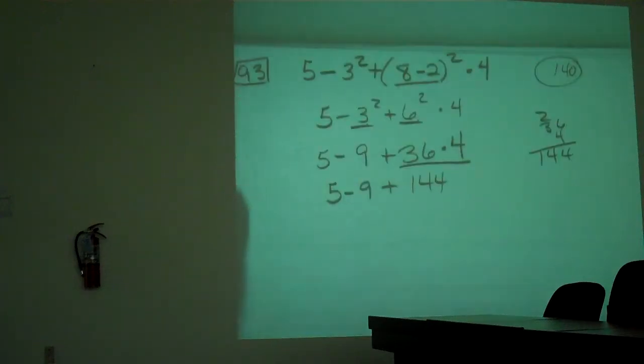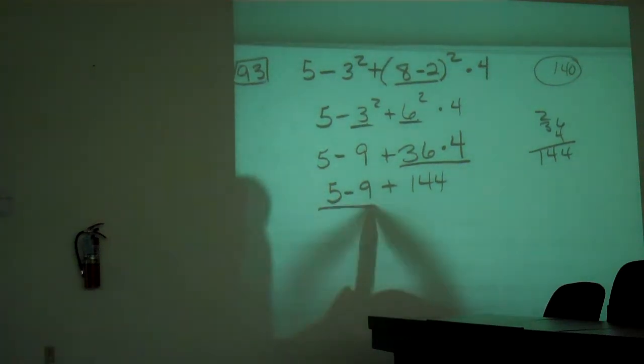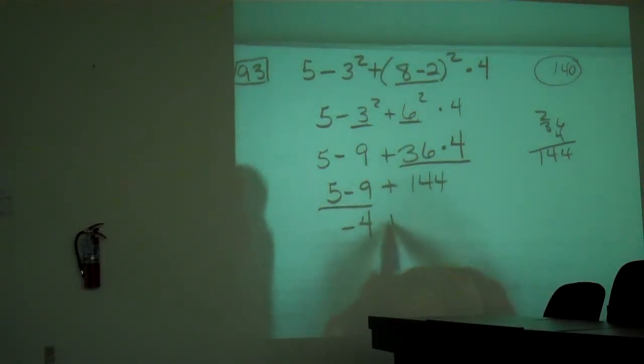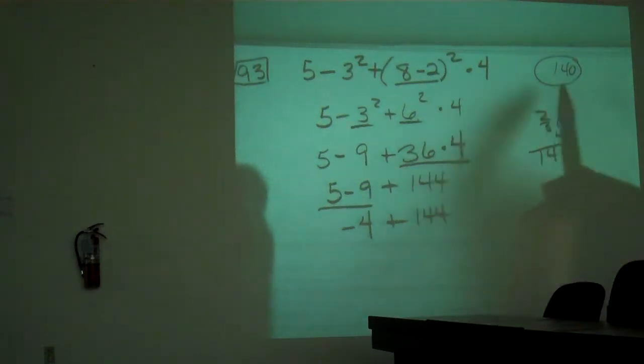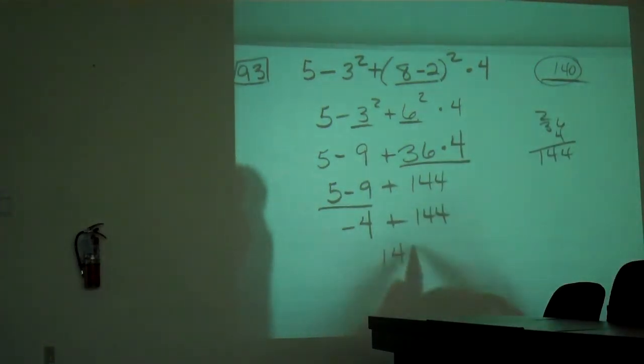And what's next? Do we add next? 5 minus 9 is negative 4. Add and subtract from left to right, so we start with this one. 5 minus 9 is negative 4, plus 144, which means 140. That comes out to our answer, 140.